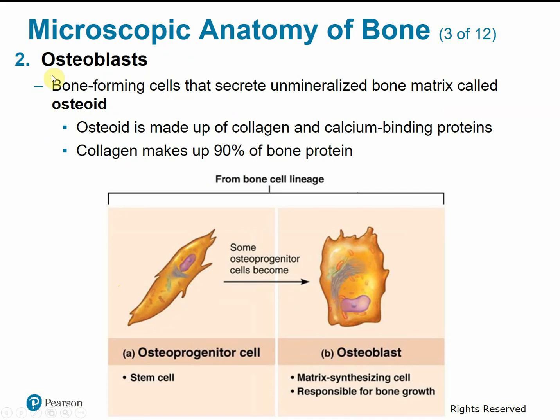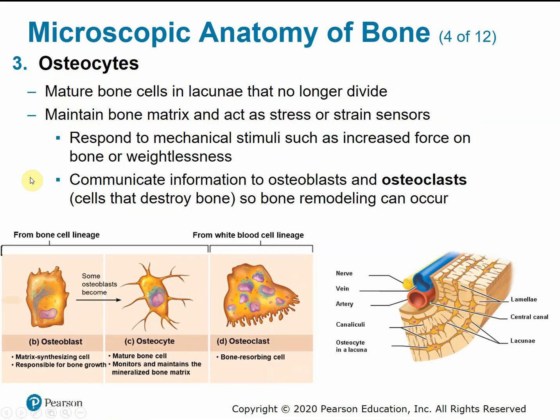Remember we said in chapter 4, whenever you see blast at the end of the word, that means that we're dealing with the immature or the forming type of cell. Osteocytes are your mature bone cells that no longer divide and are going to work to help maintain the bone matrix. These osteocytes are found within the lacunae, or these tiny little cavities within the osteon, the bone structure.